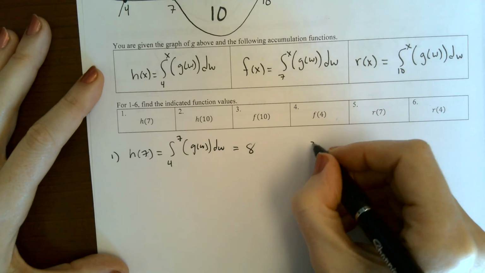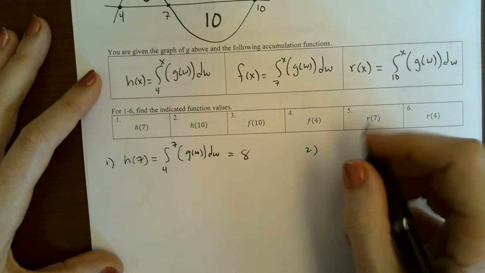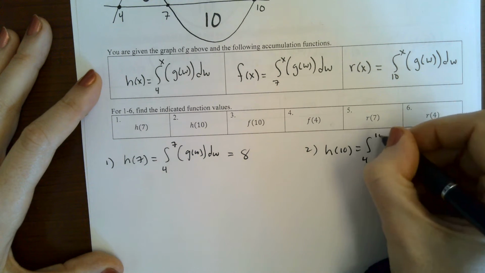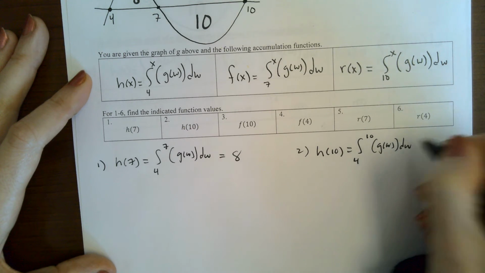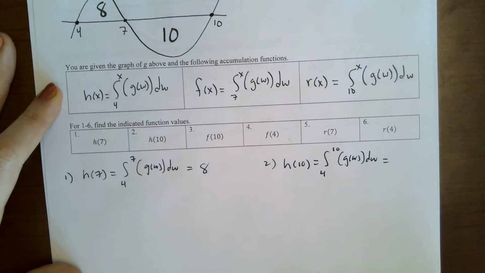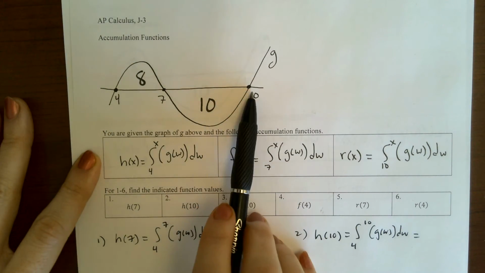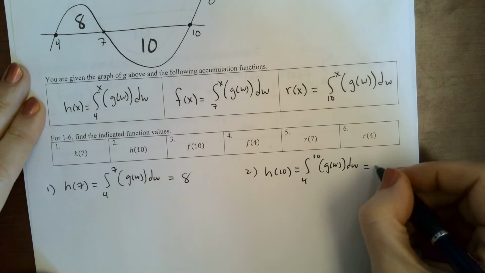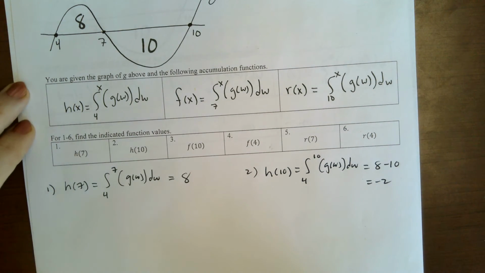All right, now let's do number 2. So now I want h of 10. So I'm using the same accumulation function. So h of 10 is the integral from 4 to 10 of g(w) dw. And this is equal to the area under the curve from 4 to 10, so that would be positive 8 and then negative 10. So that's negative 2.